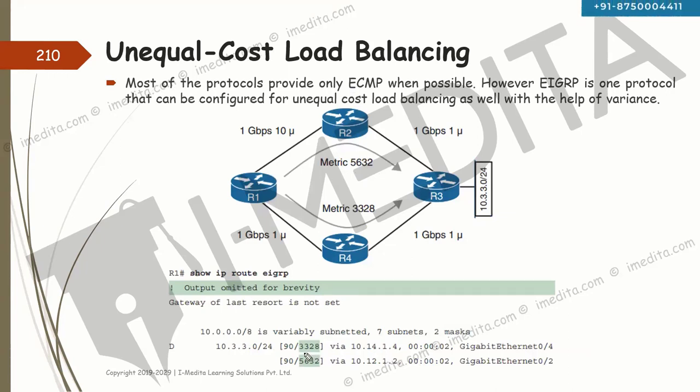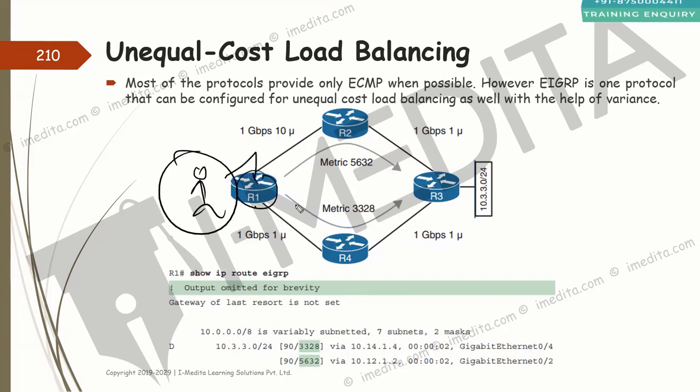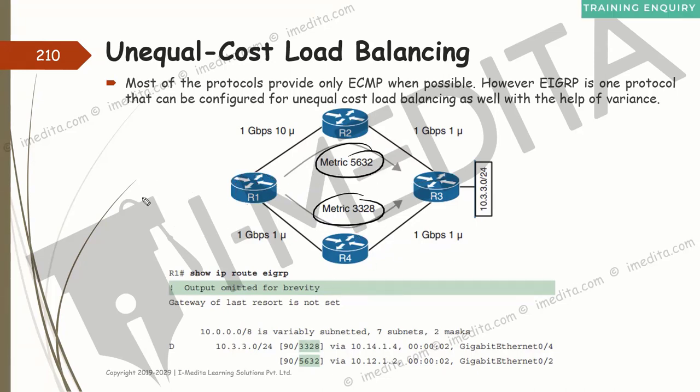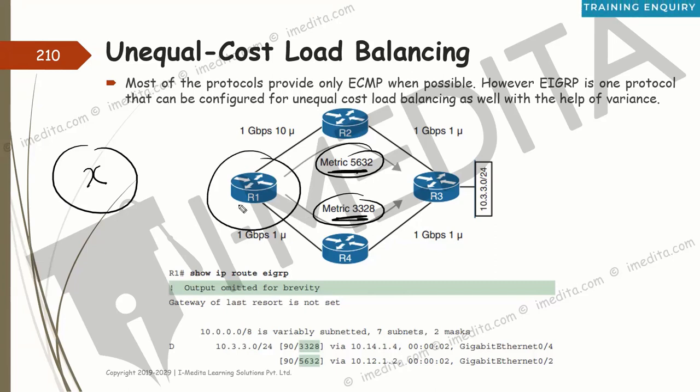This means that even though there is a difference between the first path and the second path, we can go on the router and tell it that if the difference between these metric values is not that much, you can use both of the paths to perform the load balancing. We as an administrator can tell the router to use both paths if the difference in the metric value is not that much. This is what we can configure on router number one in case of a protocol such as EIGRP.